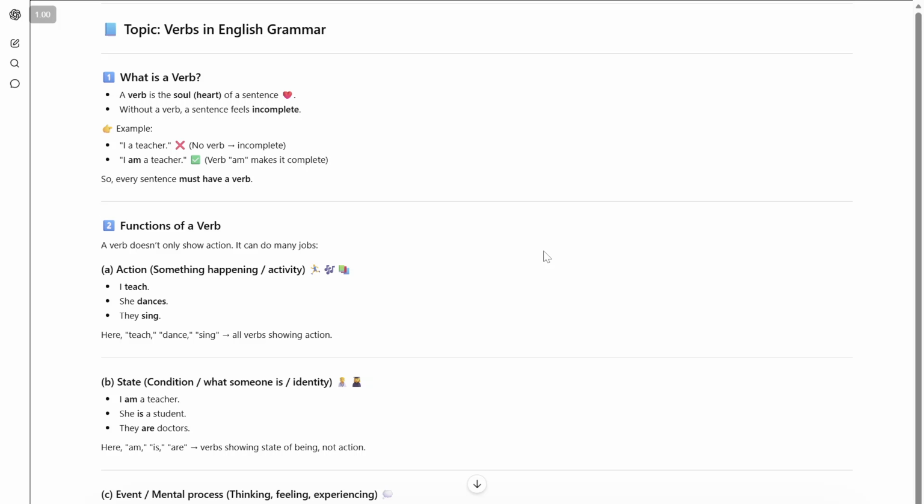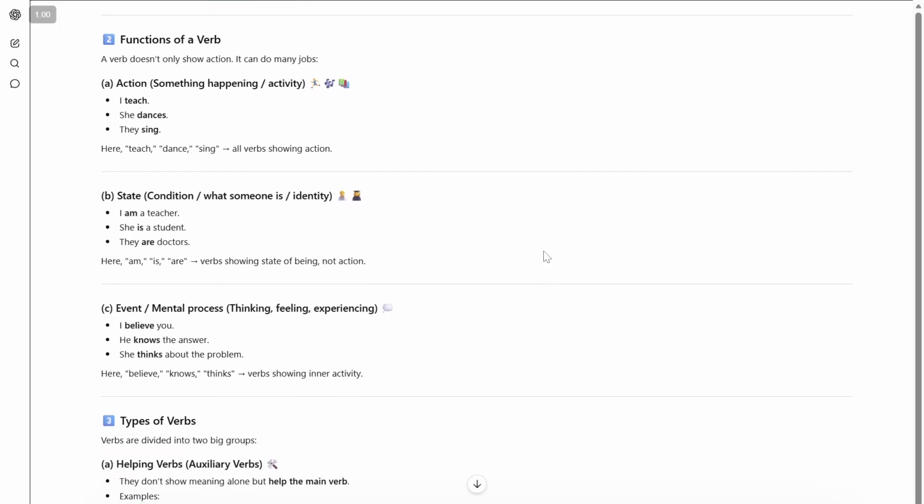Functions of a verb. A verb doesn't only show action, it can do many jobs. A, action: something happening, an activity. I teach. She dances. They sing. Here, teach, dance, sing are all verbs showing action.